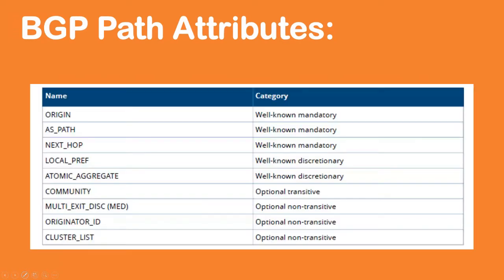Here's a table showing the main BGP path attributes. As you can see at the top there, we've got origin, AS path, and next hop. They're the well-known mandatory, so they must be included in a BGP update. Next, we've got local preference and atomic aggregates. Up next, we've got community. Then we've got MED, which is also known as metric. Finally, a couple there, which are for route reflectors, which we've already dealt with: originator ID and cluster list.